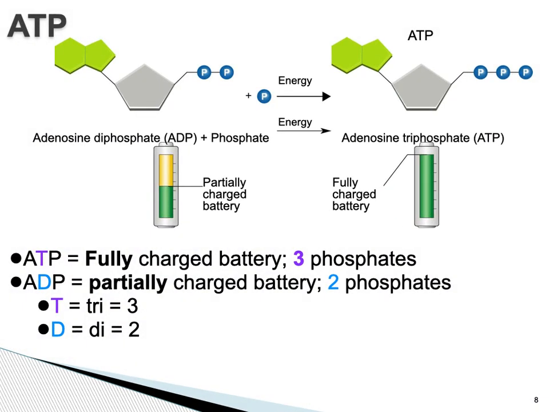You also need to know about ATP, adenosine triphosphate. We're going to call that a fully charged battery with 3 phosphates. ADP is a partially charged battery, 2 phosphates. T, tri, 3; D, di, 2.